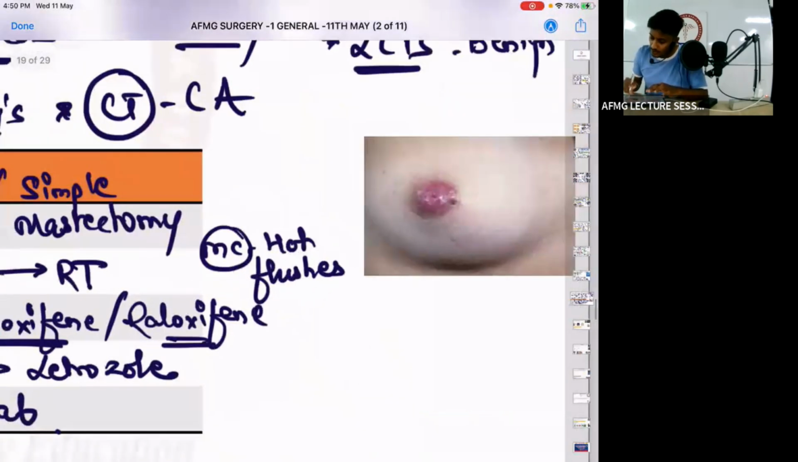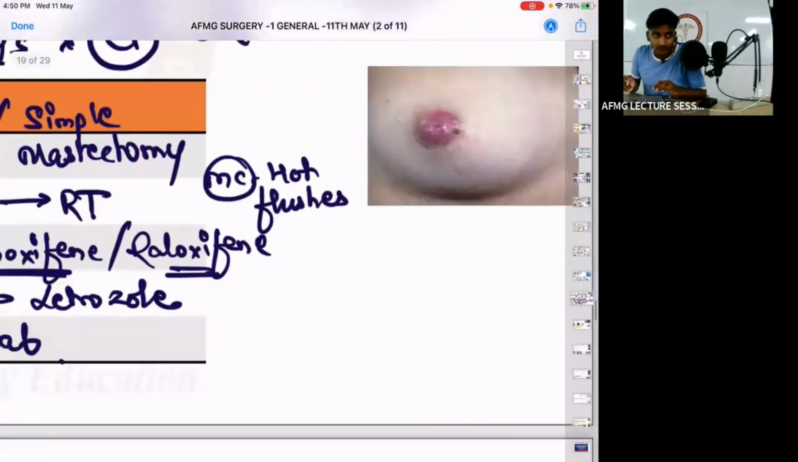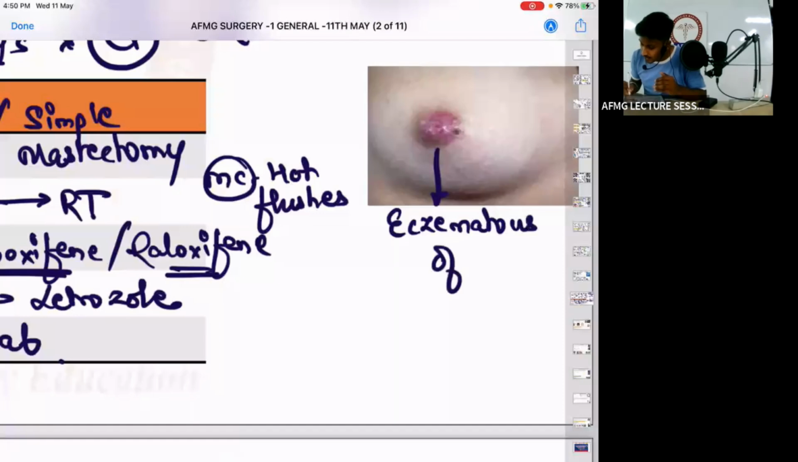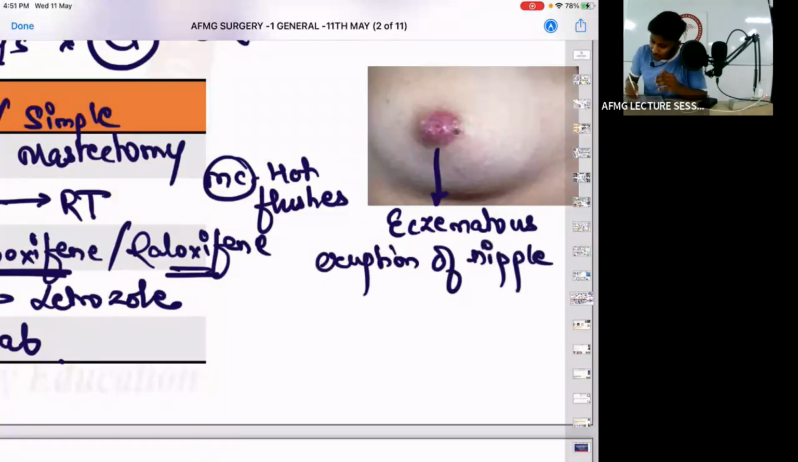Then what is this? You can see over here. It appears like eczema of the nipple, but it is actually not an eczema. It is an eczema-like inflammation. Very good. It is eczematous eruption of the nipple. And this is called which disease?